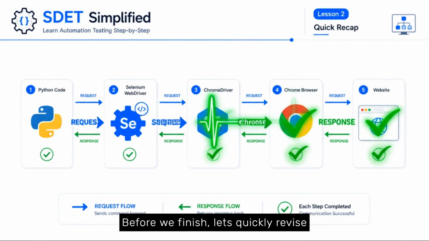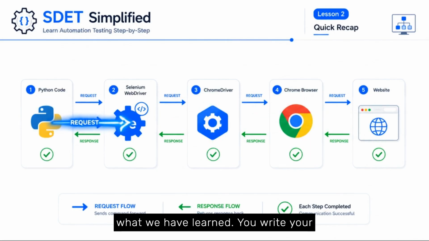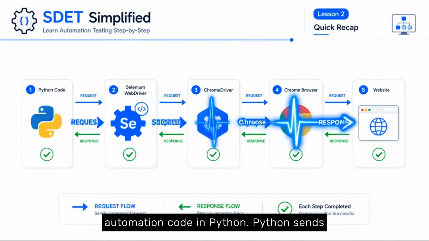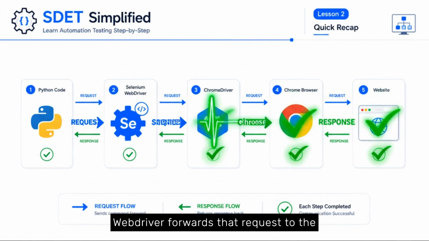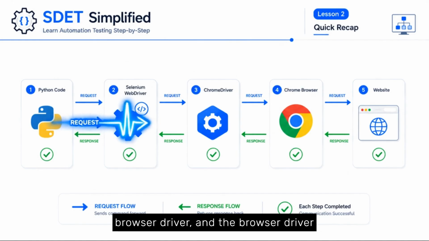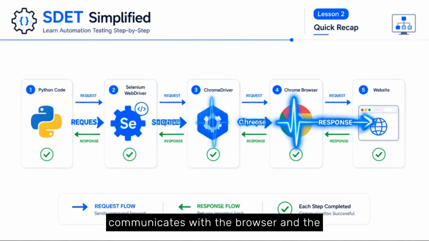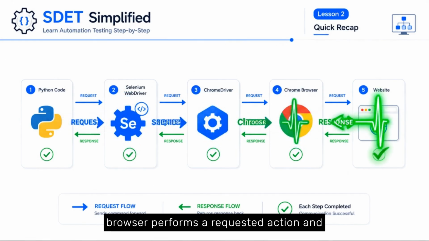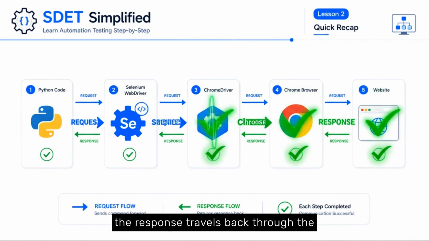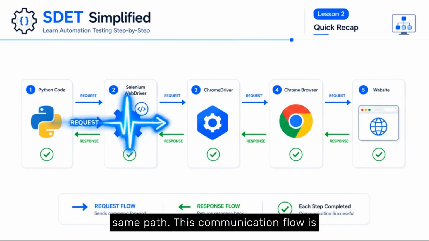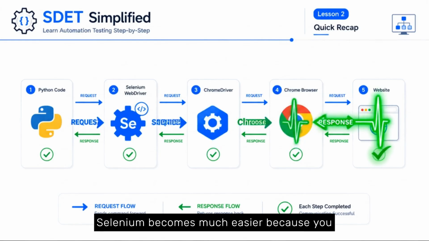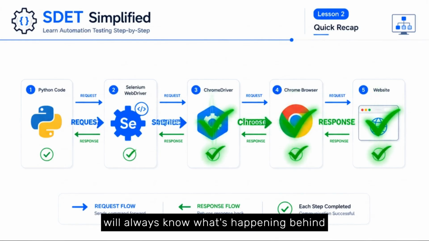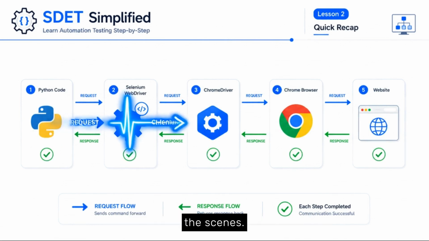Before we finish, let's quickly revise what we have learned. You write your automation code in Python. Python sends the command to Selenium WebDriver, and WebDriver forwards that request to the browser driver. The browser driver communicates with the browser, the browser performs the requested action, and the response travels back through the same path. This communication flow is called Selenium architecture. If you understand this process, learning Selenium becomes much easier because you will always know what's happening behind the scenes.